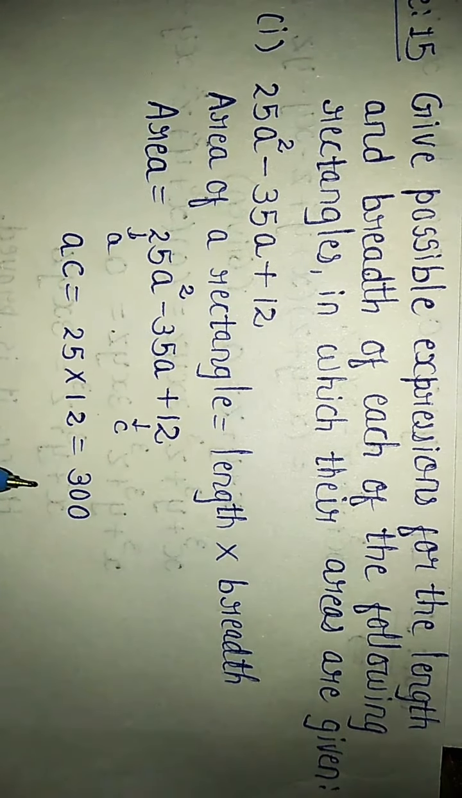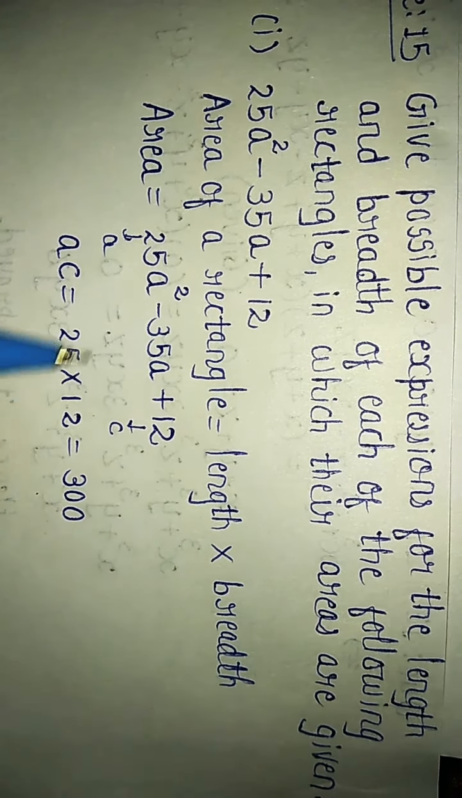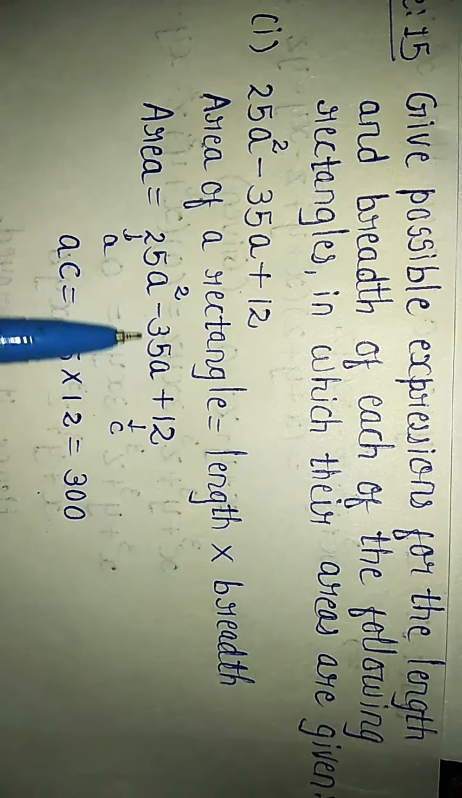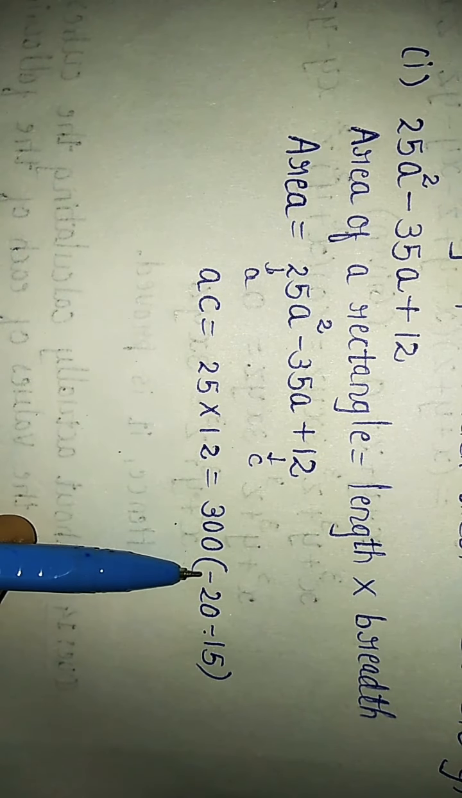Now what do we have to do? We have to find factors of 300 whose addition is minus 35. So you have to think and find. We are going to use minus 20 and minus 15. Minus minus plus, sign of bigger number minus. 20 plus 15 gives us 35. Also 20 and 15, if we multiply, give us 300. So we will use these two factors.